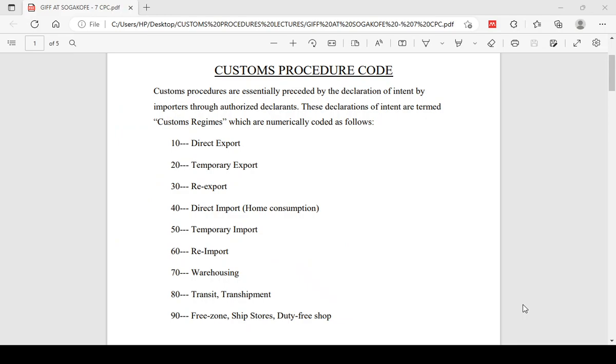Next topic, we're going to look at the customs procedure codes. So we have two types. We have the customs regime codes that precede customs procedure codes when we are entering your data on the ICOMS interface. So first of all, we are going to look at customs regime codes. They are different from customs procedure codes, normally shortened as CPC. The customs regime codes establish the general intention of any importer, exporter, or otherwise.